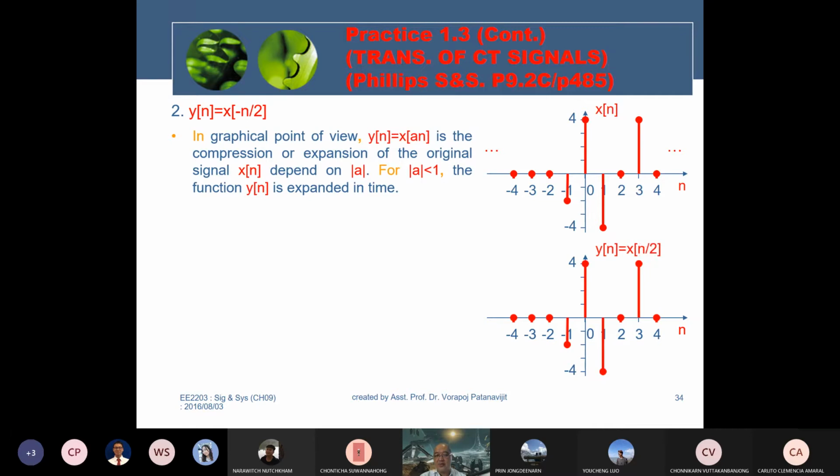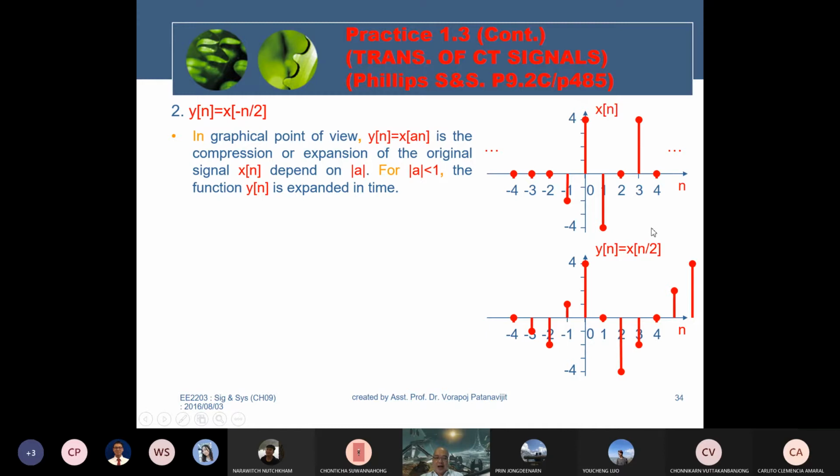In the graphical point of view, yn equal to xan is the compression or the expansion of the original signal xn depending on the absolute a. The absolute a in this case equals 0.5, which is less than 1. Therefore, the function yn will be expanded by 2 times. You can see that we expand the signal by 2 times. The rest will be interpolated; you interpolate the data between them.